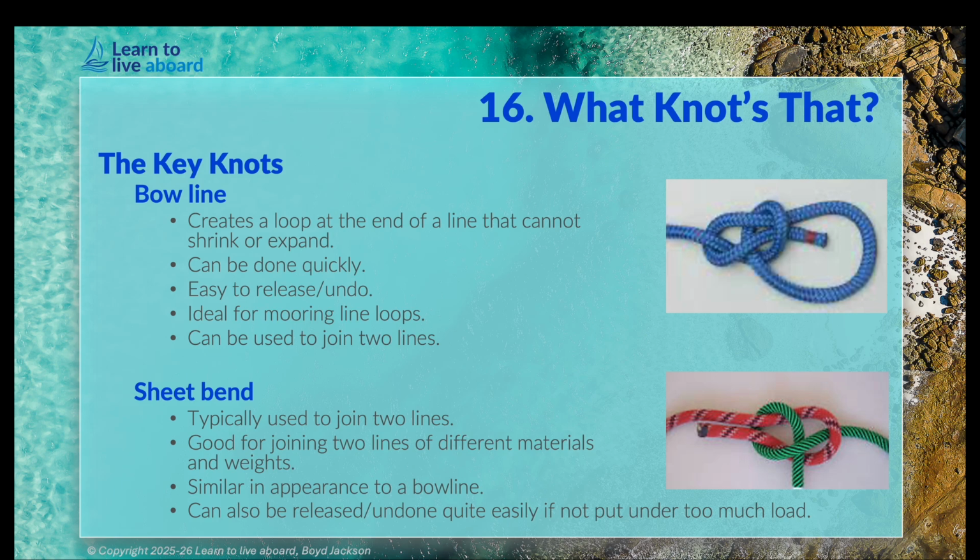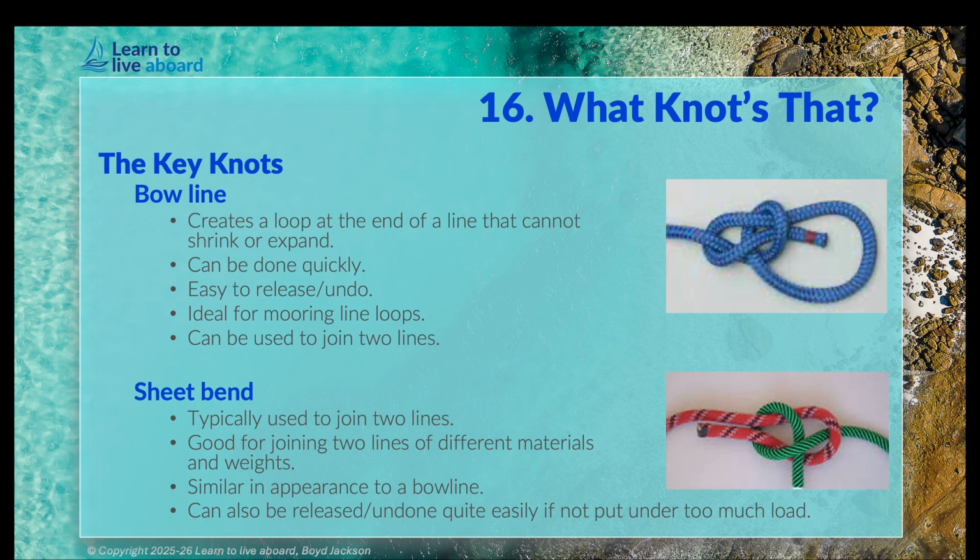The bowline. This creates a loop at the end of a line that cannot shrink or expand. And you can see by that illustration on the right hand side that once there is pressure put on that loop and through the standing end, it will tighten and it won't shift or slip. It can be done quite quickly and it can be almost as easily undone. It's ideal for mooring line loops.